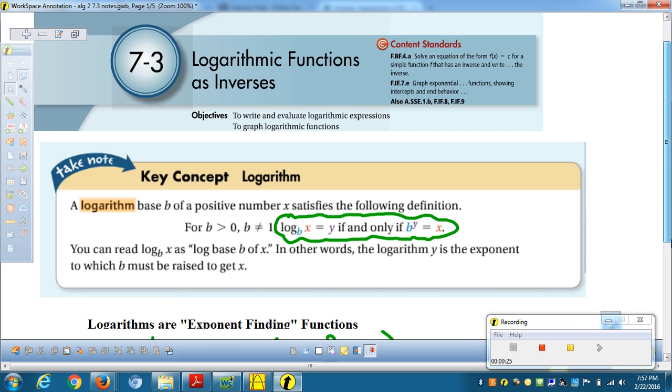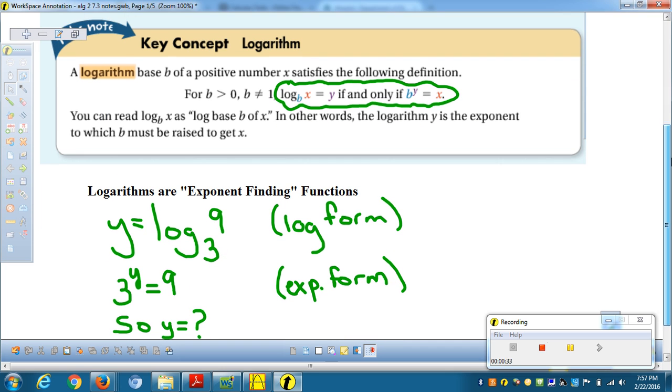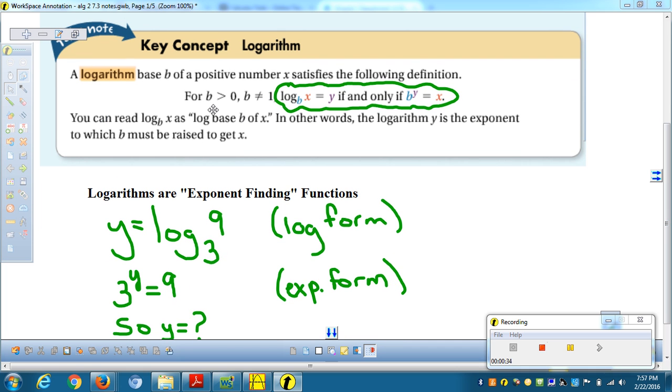So we started off with the idea of a logarithm, and a logarithm is a function that is created by this definition. So for any b that is greater than 0 such that b does not equal 1, log base b of x equals y, if and only if b to the y equals x. So that relationship must hold. And that's how we define logarithms.